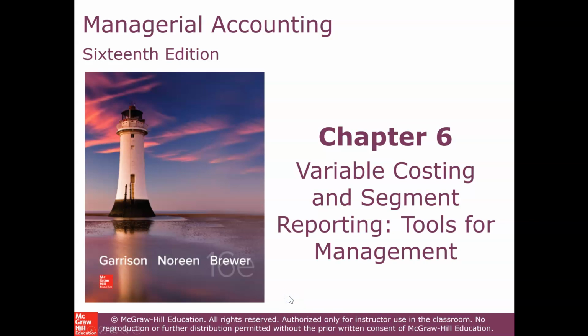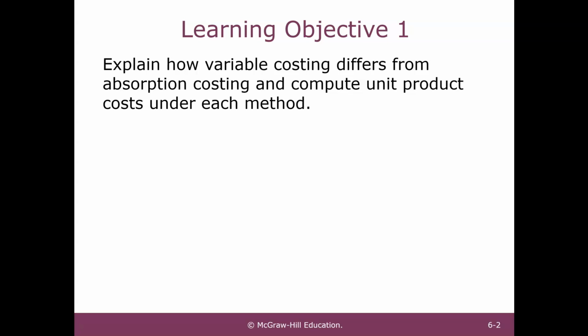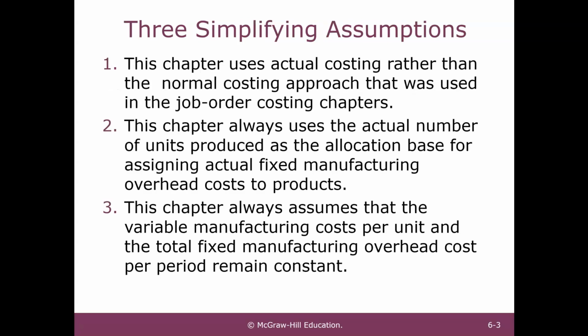Chapter 6 is on variable costing and segment reporting. And the first thing we're going to do is look at variable costing and compare it to absorption costing. We will use actual costing rather than the normal costing approach that we've used for job order costing chapters. We will use the actual number of units produced as the allocation base.